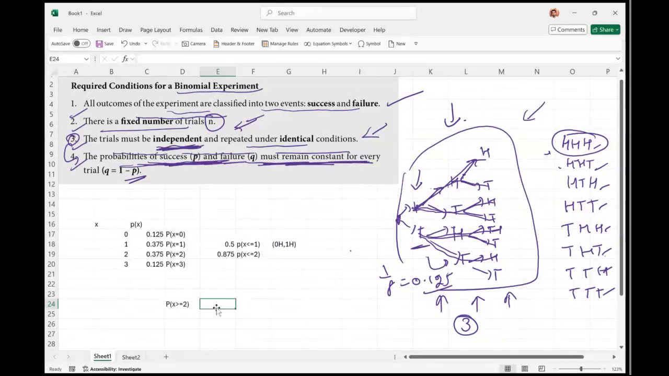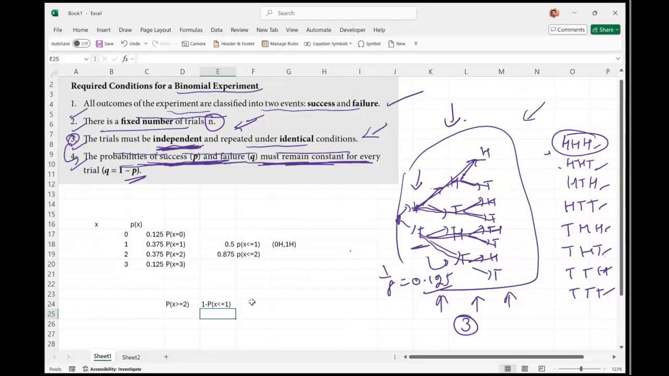Now, let's continue talking about at least. Because the sum of all these probabilities is 1, how can I solve at least 2 heads using the binomial formula? So total probability is 1. So I'll write equal to 1 minus probability of getting at most, well, let me remove this, 1 minus probability of x less than or equal to 1, not 2, because I'm including 2 here. So 1 minus probability of at most 1.